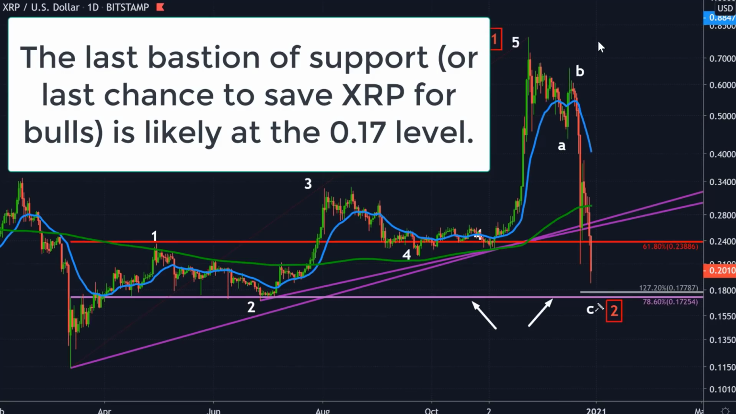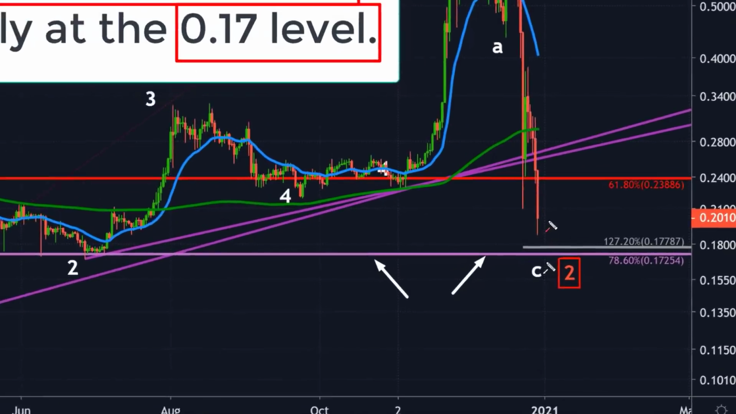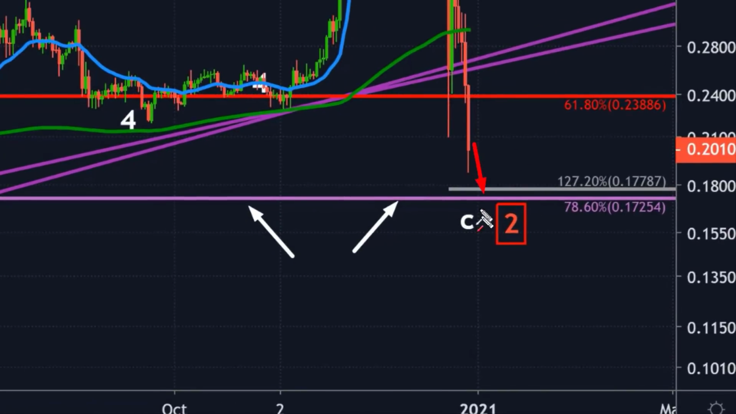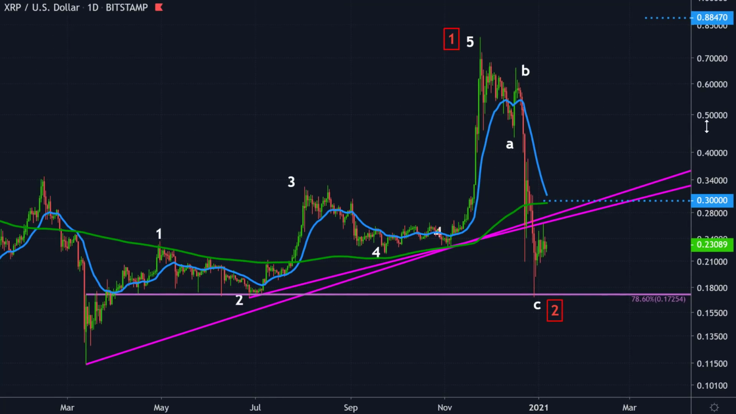In fact, here's that video, and you can see right here what I wrote. I wrote here that the last bastion of support, the last stronghold of support for XRP, or last chance to save XRP for bulls, is likely the 0.17 level, which by the way is the level that it came down to. You can see here that's what XRP came down to, and then it bounced off it. And in case you're wondering why was that level so important, well, I explained this in my previous video as well, but I'll explain to you again.